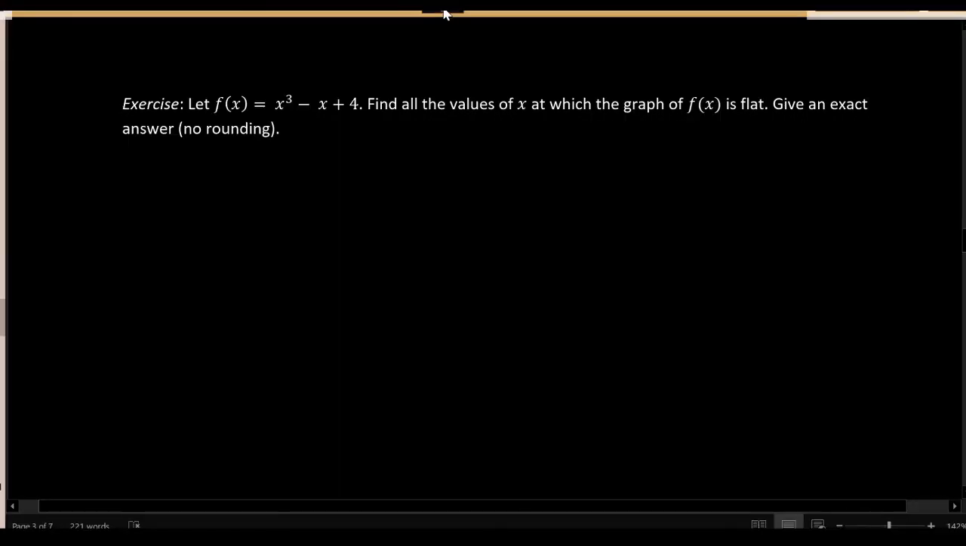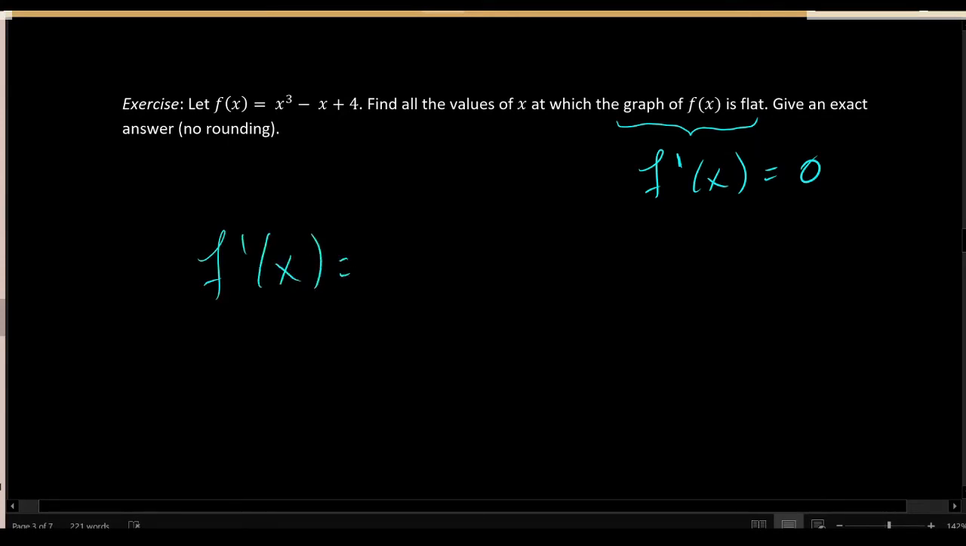So here's where I'm going to have to use my conceptual knowledge. I'm going to have to remember the fact that the graph of f of x is flat at locations where the derivative of the function is equal to 0. So what I'm really going to have to find are values of x at which the function f prime is equal to 0. So let's take this function and let's find f prime.